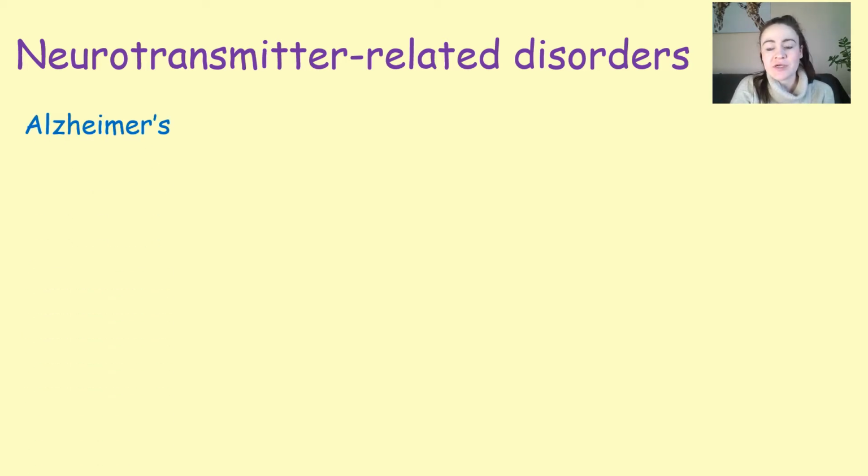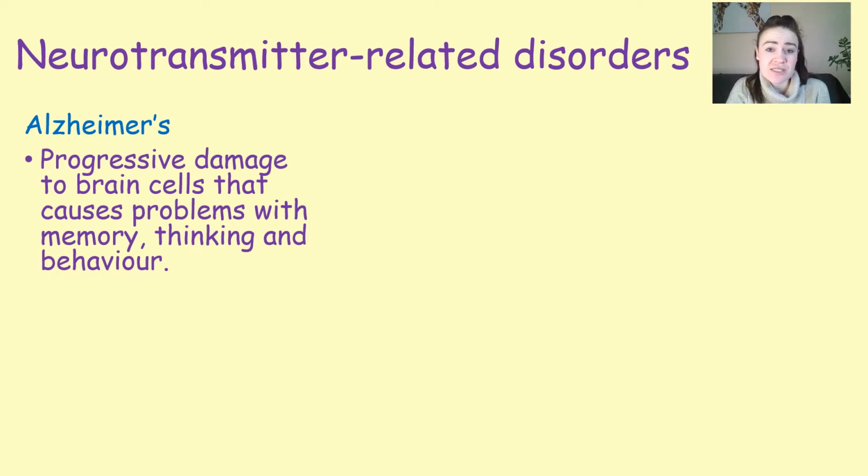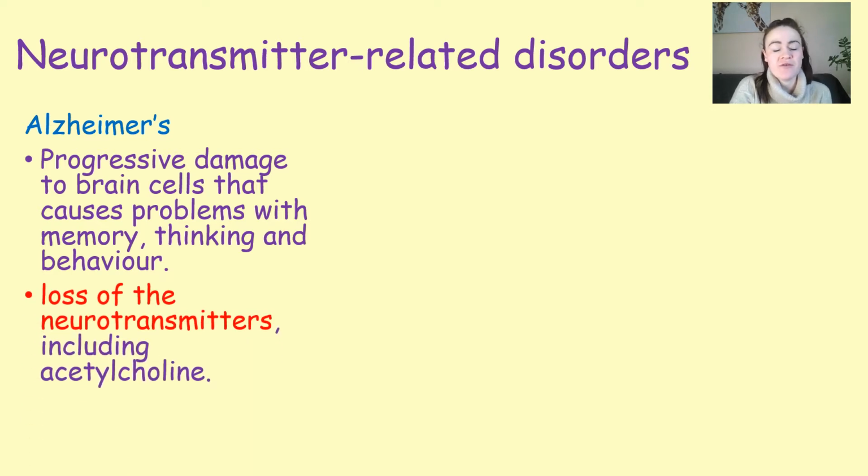So Alzheimer's is a degenerative disease, so it gets worse with age, and it affects brain cells and causes problems in memory, thinking, and behaviour. And this is because of a loss of the neurotransmitter acetylcholine.